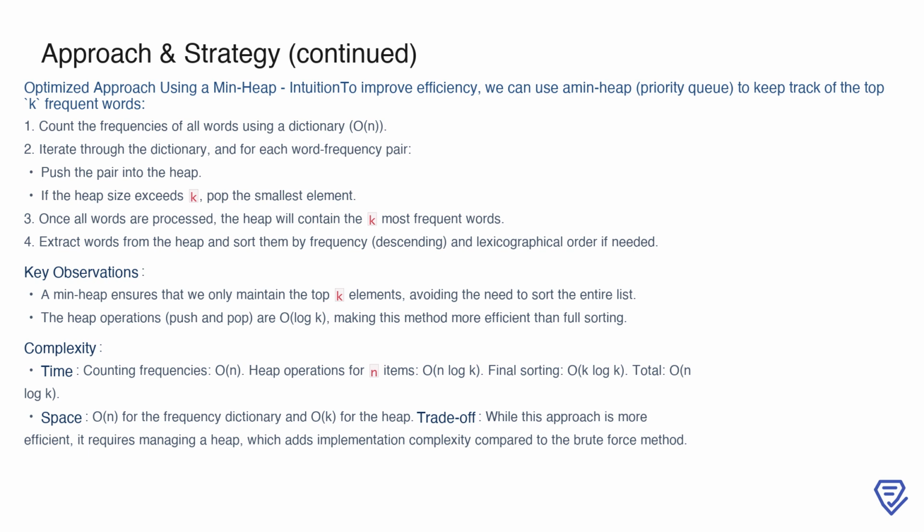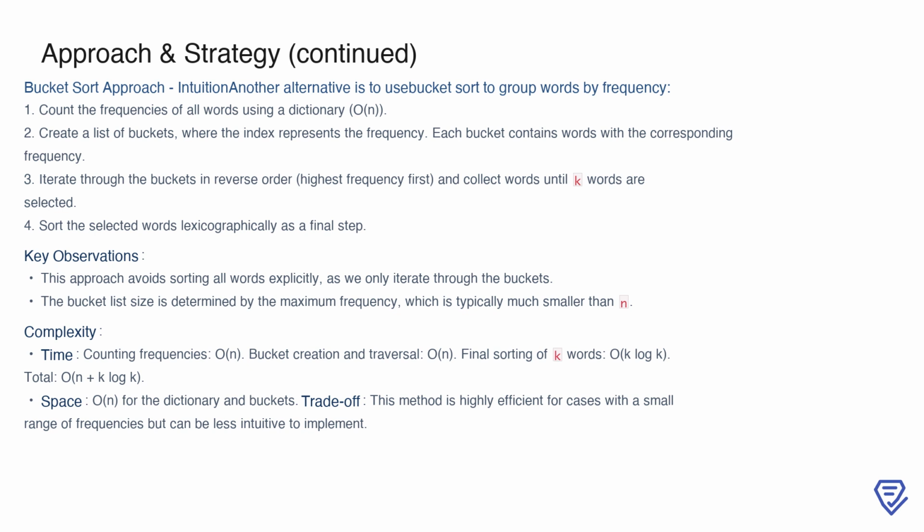While this method is more efficient, it does require understanding and managing a heap, which adds a layer of implementation complexity. Another efficient alternative is the bucket sort approach, which groups words based on their frequency. First, we count the frequencies of all words using a dictionary, which takes O(n). Next, we create a list of buckets where each index corresponds to a frequency, and each bucket contains words with that specific frequency. By iterating through the buckets in reverse order, starting from the highest frequency, we collect words until we have selected k of them. If needed, these selected words can then be sorted lexicographically as the final step.